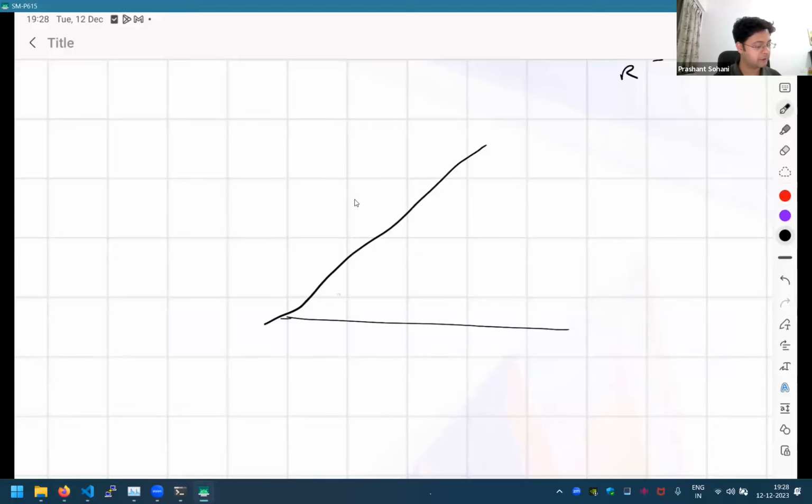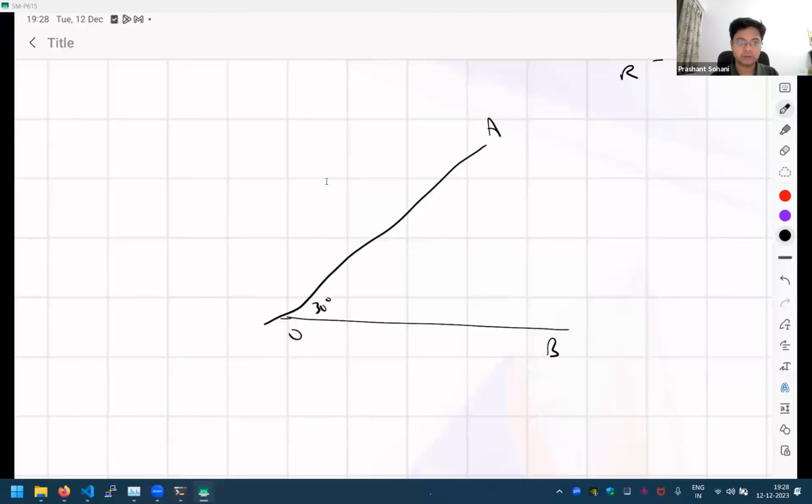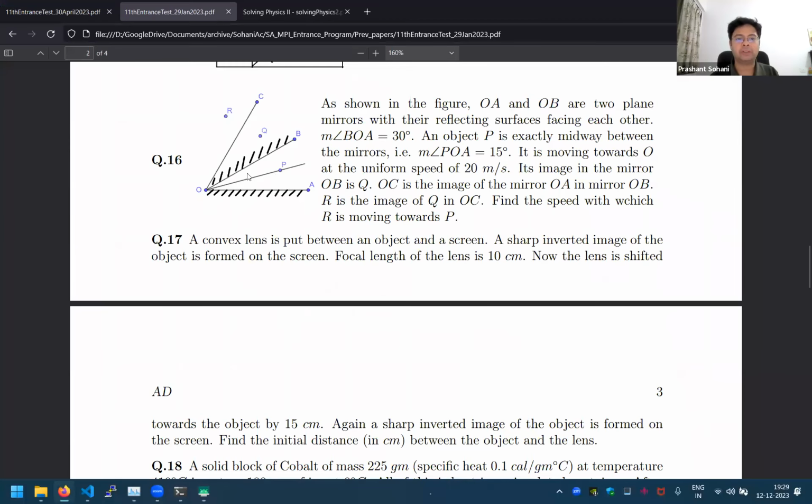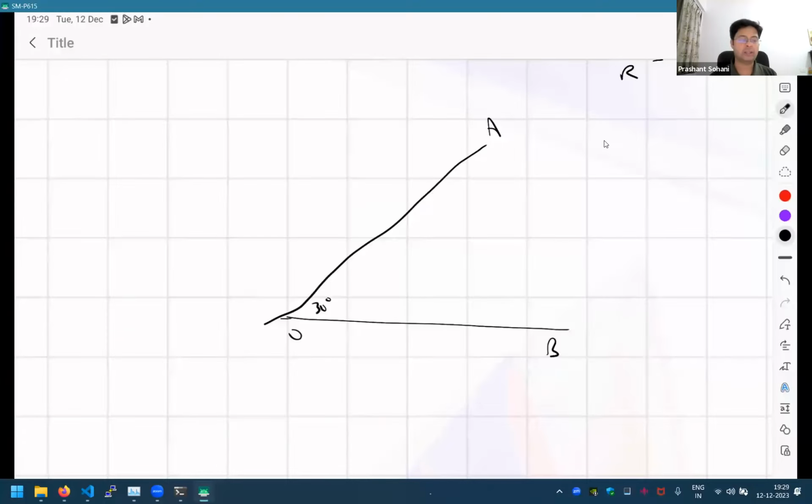What is given is that this angle is 30 degrees, right? And exactly halfway, OP is the angle bisector. I think everybody can see that it is given that P is exactly midway between the mirrors. What is the meaning of saying P is exactly midway? It is equidistant from the two mirrors. And everybody must have studied that a point which is equidistant from the two arms of an angle has to lie on the angle bisector. In fact, they have given that information also, so that the point P is positioned in such a way that both of these angles are 15 degrees, right? And so these are the two mirrors.